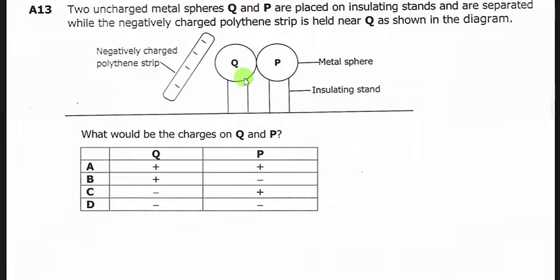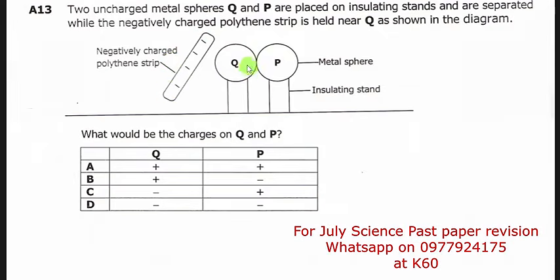Then we are told that the negatively charged polythene strip is held near Q. So this one is negative charge held near Q. Then they are asking what would be the charges on Q and P. Here there will actually be induced charges. When you bring a charged object closer to an uncharged object, since this one has negative, there will be negative and the positive here.